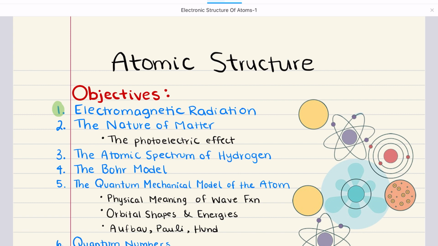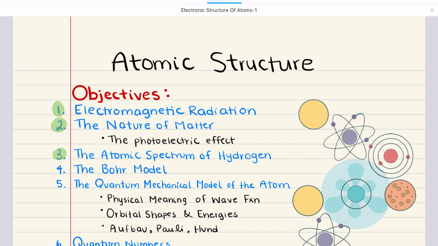Then the second objective is titled The Nature of Matter. Here we're going to discuss how electromagnetic radiation isn't emitted continuously, but in discrete packets called quanta. And to clarify this concept, we're going to dive into three key experiments: blackbody radiation, the photoelectric effect, and the double slit experiment. Then we'll move into the third objective, the atomic spectrum of hydrogen.